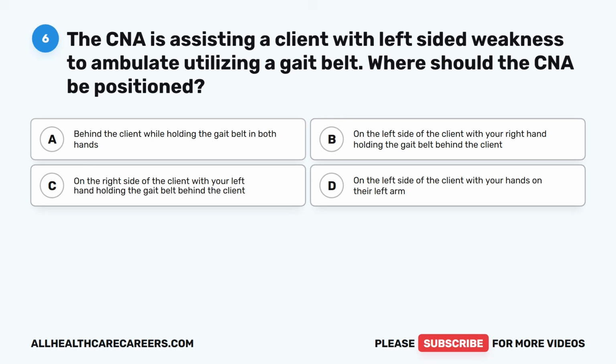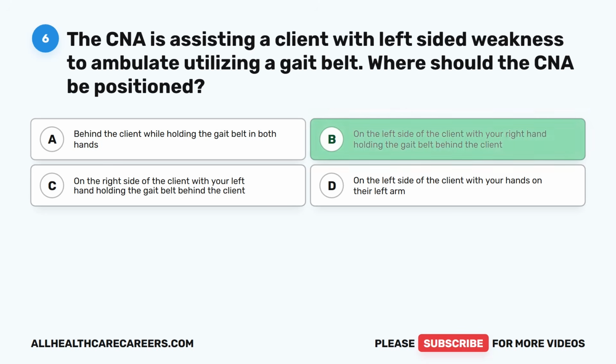Question 6. The CNA is assisting a client with left-sided weakness to ambulate utilizing a gait belt. Where should the CNA be positioned? A. Behind the client while holding the gait belt in both hands. B. On the left side of the client with your right hand holding the gait belt behind the client. C. On the right side of the client with your left hand holding the gait belt behind the client. D. On the left side of the client with your hands on their left arm.